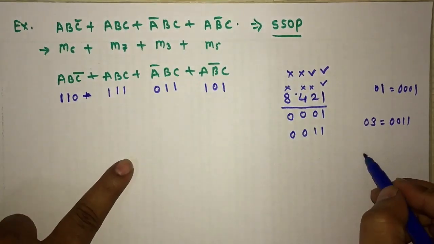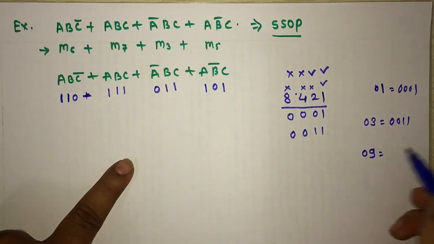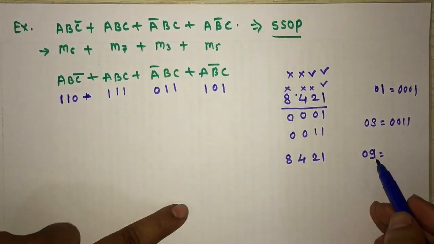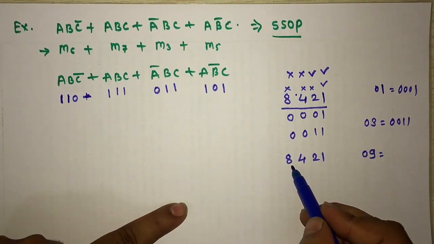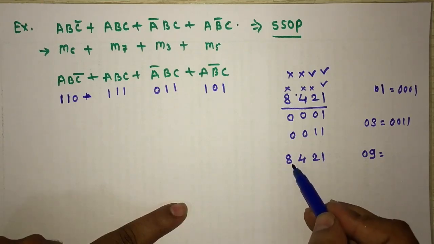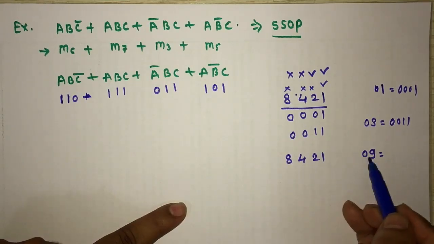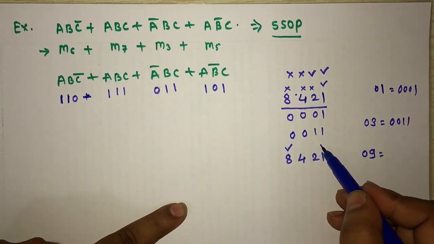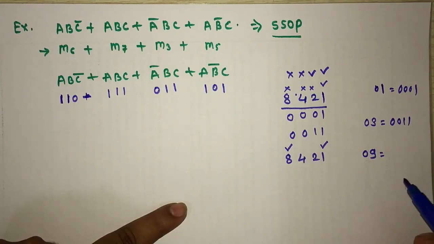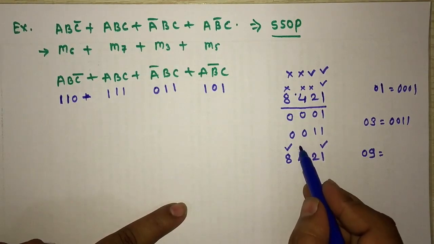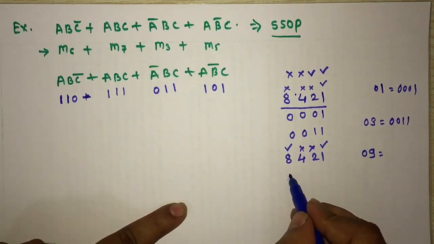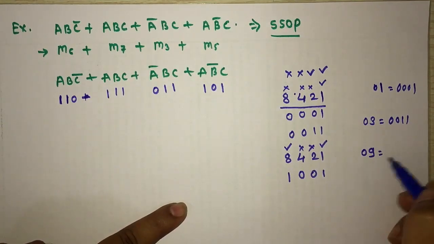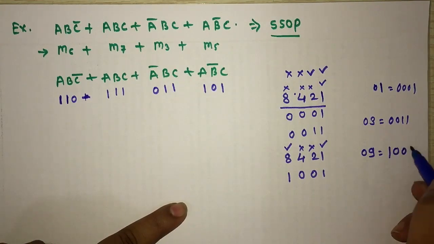Suppose for example we have to write 9 in binary form. Then how to write? Take 8, 4, 2, 1. How to get 9? If we perform 8 plus 1, then we will get the result 9. So we need 8 and this 1, and these two values are not required. So here we will write 1, 0, 0, 1. So 9's equivalent binary value is 1, 0, 0, 1.